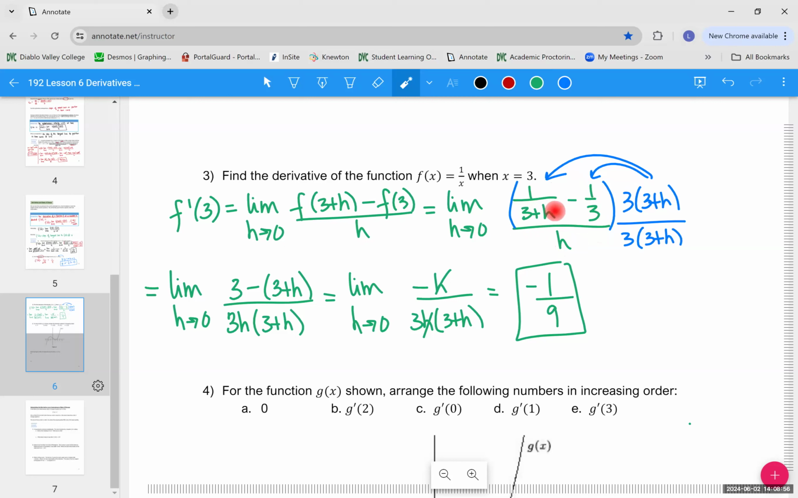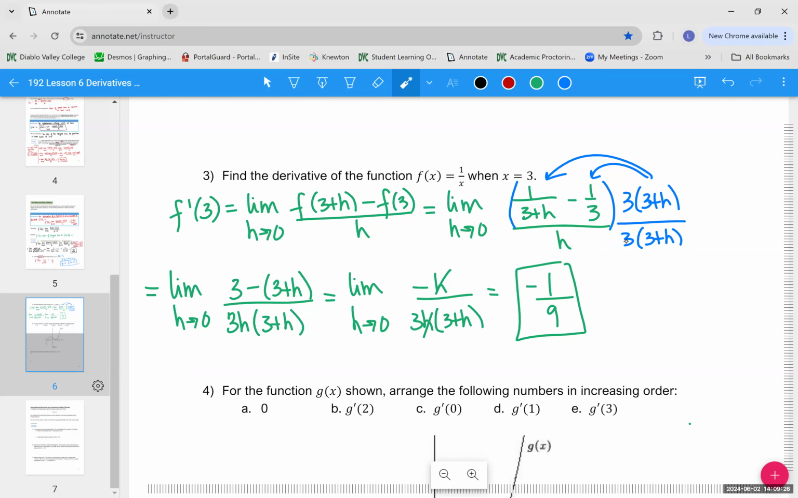I have this subtraction of fractions in my numerator. I use the same technique I did before. So I can see that my common denominator here will be 3 times 3 plus h. So I'm just going to go ahead and multiply this whole thing on top by that and the whole thing on bottom by that. Because when I multiply this times this, the 3 plus h's cancel and I'm left with just 3. And when I multiply it by this, the 3's cancel and I'm left with just 3 plus h.